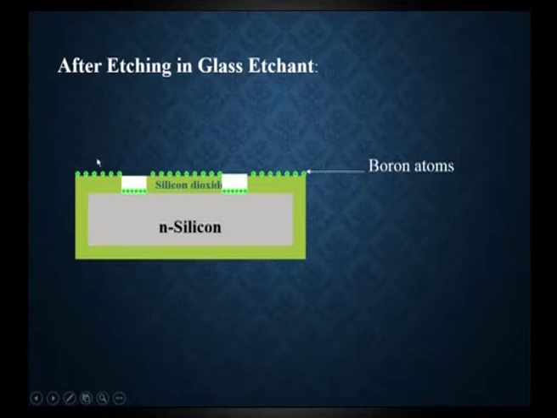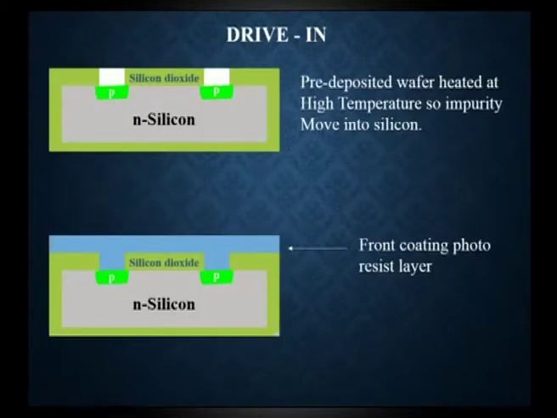The glass etchant that we used is etched. After that, the boron atoms will be present like this throughout the silicon dioxide layer. Next is the drive-in. A pre-deposited wafer is heated at high temperature, so the impurities move into the silicon.